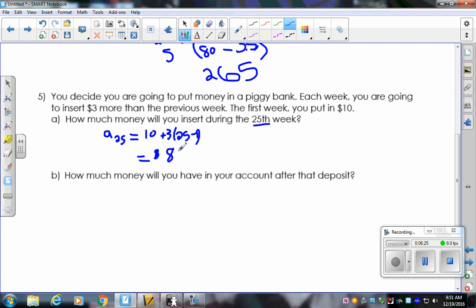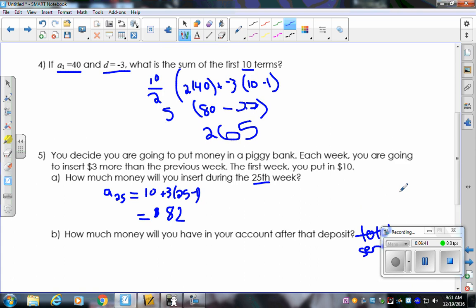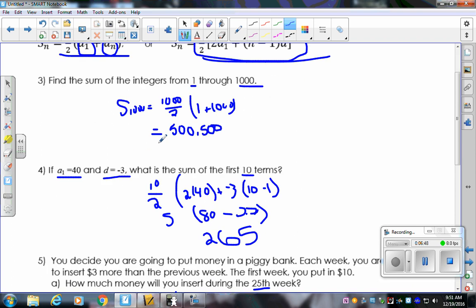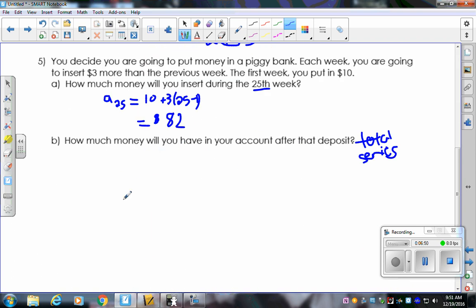Now I'm saying how much money will I have in the account? So now I'm asking for the total. Now this has turned into a series question, because it's saying take everything up until this point and add it together. So we can use either version of our formula, but since I know the first number is 10, because that's what I put in on week 1, and I know the last number is 82 because that's what I put in on week 25, I'm just going to use that one.